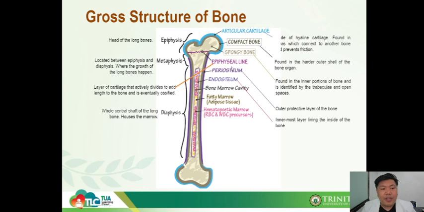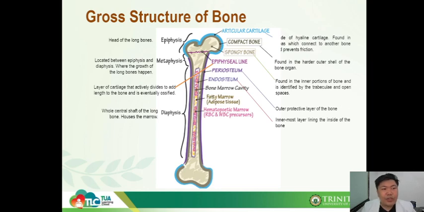Okay? Another important word here is the epiphyseal line. So, what's the function of the epiphyseal line? It is a layer of cartilage that actively divides to add length to the bone and is eventually ossified. When we say ossified, they eventually solidify or become bone. As mentioned a while ago, the metaphysis is where the growth of the long bones happens. And what specific part of the metaphysis? The epiphyseal line. This is where the actively dividing cells are located.